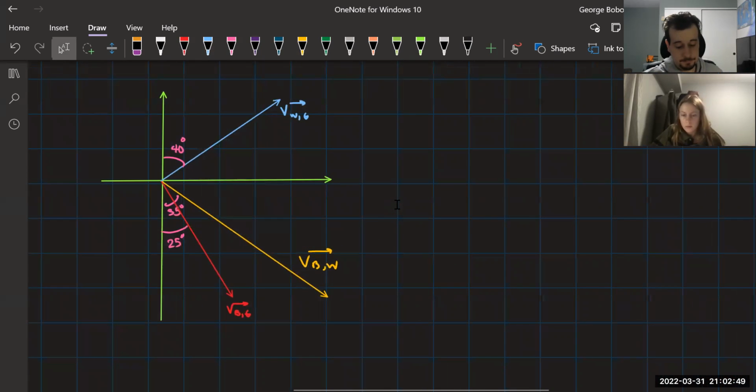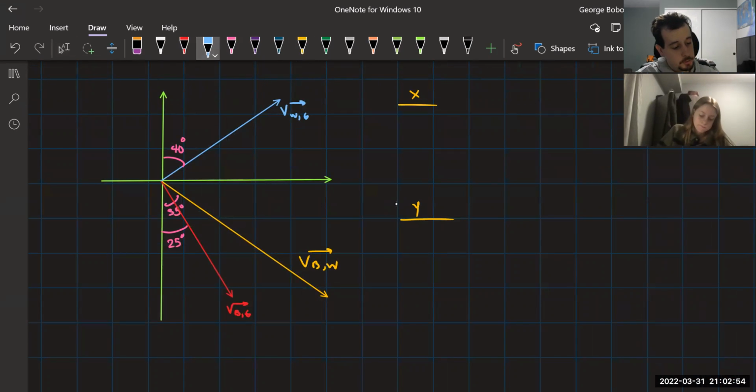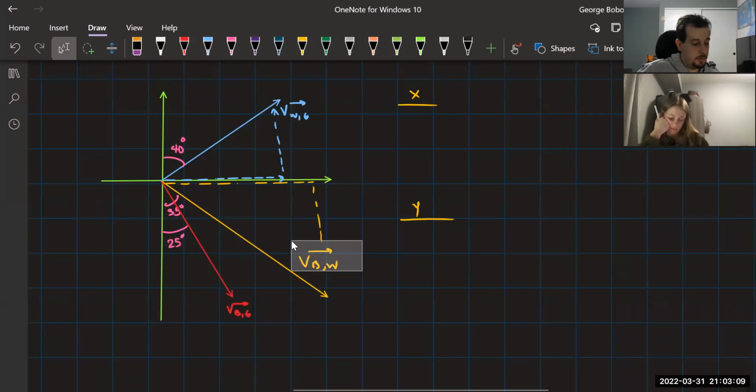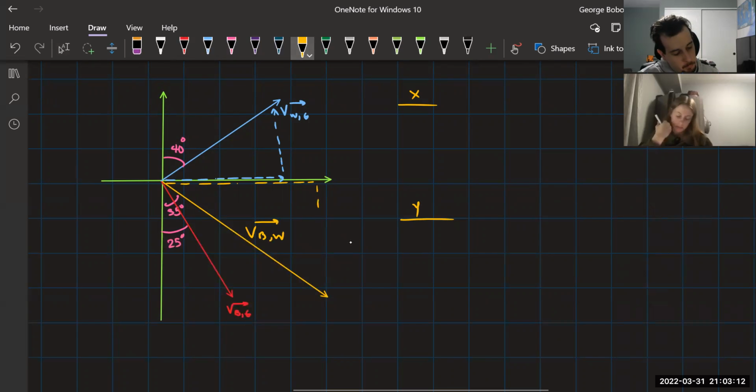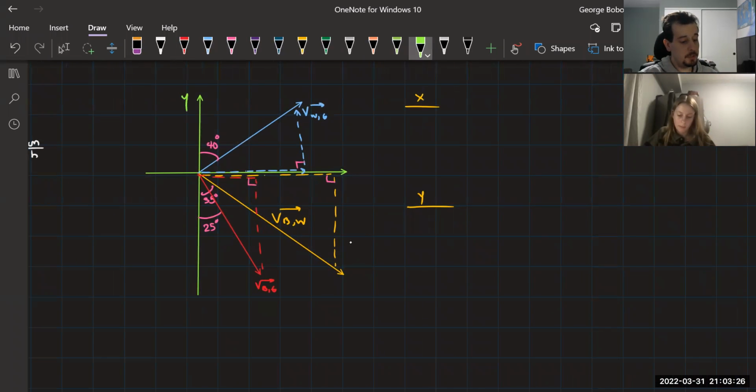So, Jamie, we want to break these again into X and Y components. Get ready to do this. Here's the water velocity broken into components, the yellow one over here. Of course, it's in the way. There we go. All right, and then the red one. Beautiful.